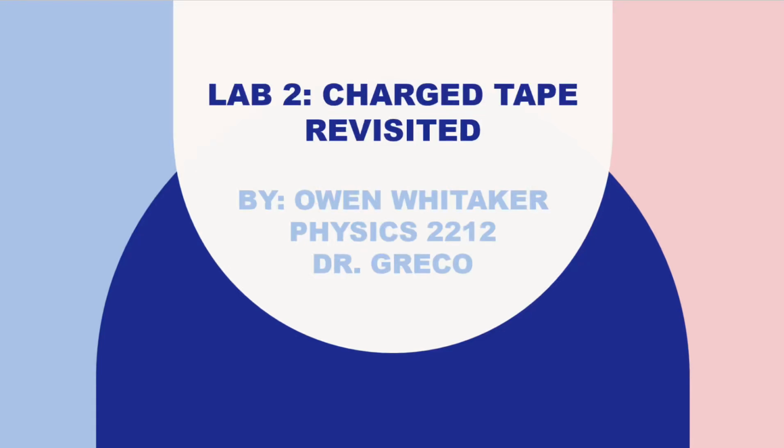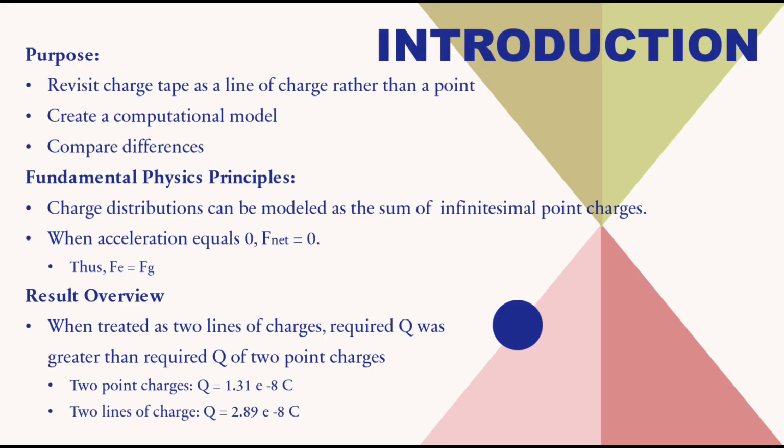Hello, my name is Owen Whitaker, and this is my report for Lab 2, Charge Tape Revisited. The purpose of this lab was to create a computational model that treated the two tapes as lines of charge rather than two-point charges and compare the necessary charge on each tape, or Q, from both models.